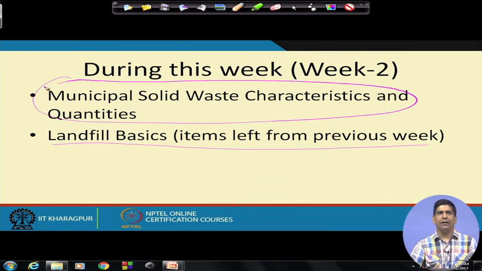Whenever you start designing anything, first of all you need to know what you are designing it for and what its properties are. So we'll look at the quantity of waste, how much waste is out there, and how we find out. For example, if you take the city of Kolkata, we want to know how much waste is being produced. How do we get those numbers?